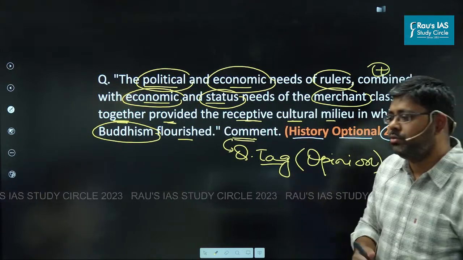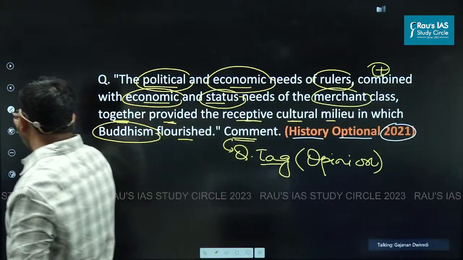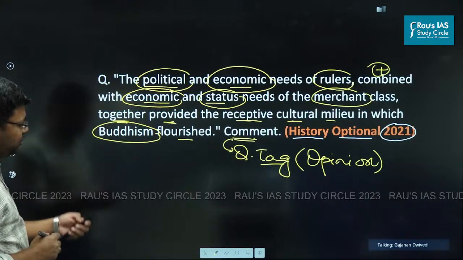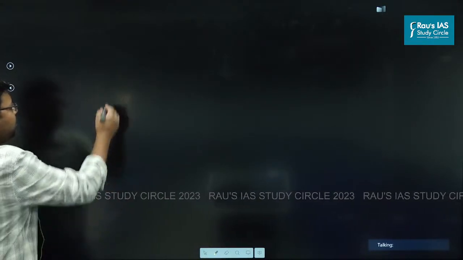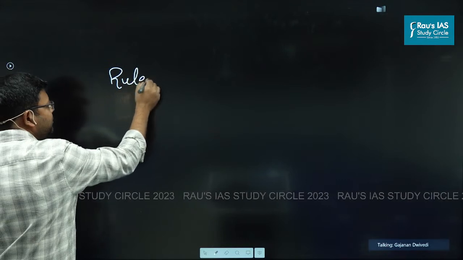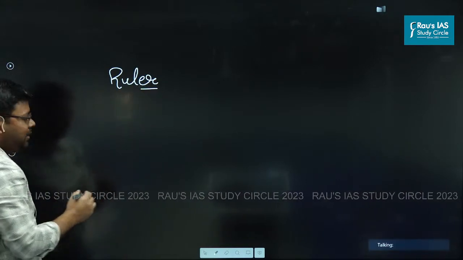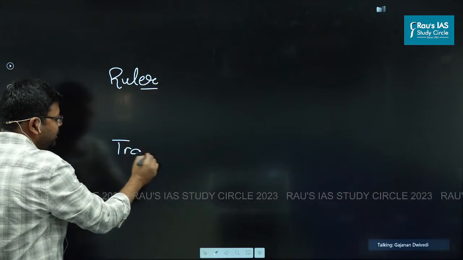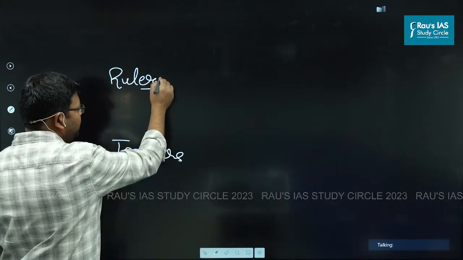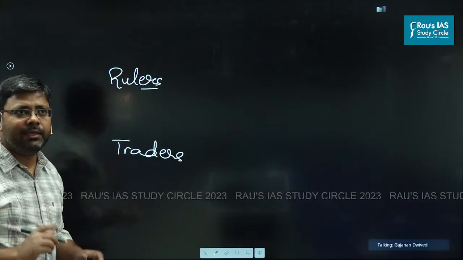अब देखिए how to solve this question. Retain the keywords and see the question. First of all, the question is asking about the rulers. Class, talking about the merchants, traders. So rulers and traders. दो बातें कही उन्होंने.